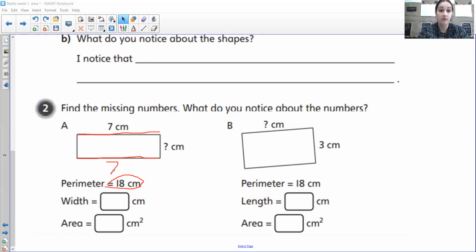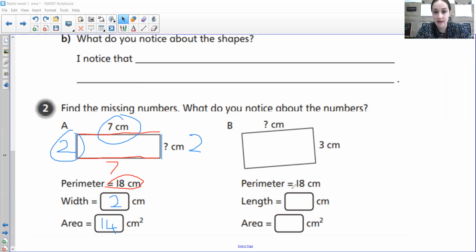You've got 4 left over, and you need to split that 4, divide that 4 into 2 lengths, because you've got a length here and a length here. So 4 divided by 2 is 2. So each width then is 2 centimetres. Let's check it. Well, 7 add 7 is 14, 2 add 2 is 4, 14 and 4, 18. Perfect. What's my area then? Well, my area, I would do 7 times 2, which is 14 centimetres squared. Well done if you got that right.